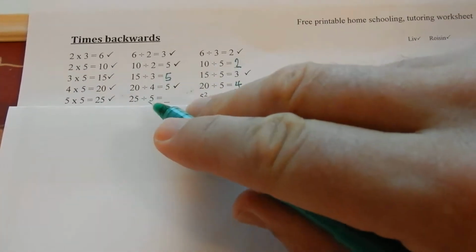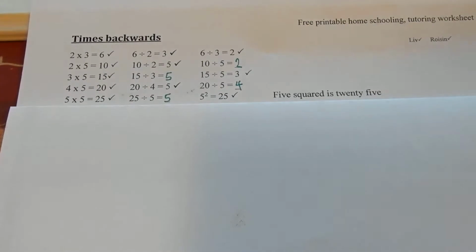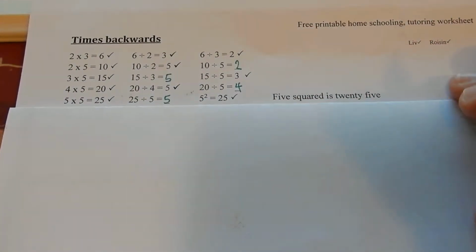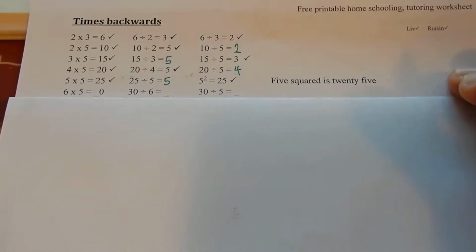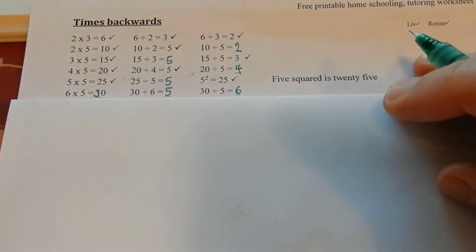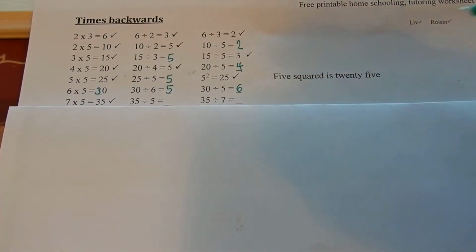5 times 5 is 25. 25 divided by 5 is 5. 5 squared is 25. 6 times 5 is 30. So 30 divided by 6 is 5. And 30 divided by 5 is 6. That's another triad.